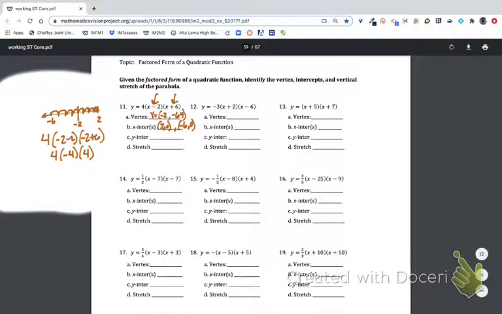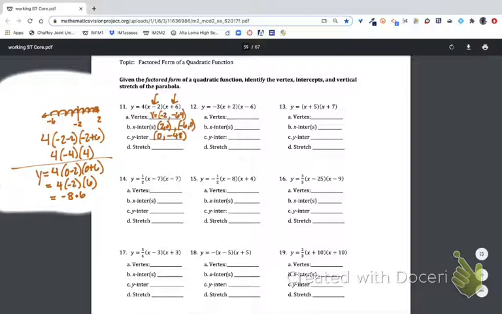The y-intercept, we can take that and plug 0 in for x, and it will give us our y-intercept. So y equals 4 times 0 minus 2 times 0 plus 6. 4 times -2 times 6 would give us -8 times 6, which is -48. So it'd be 0, comma, -48.